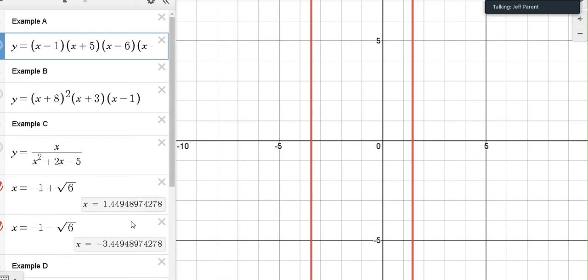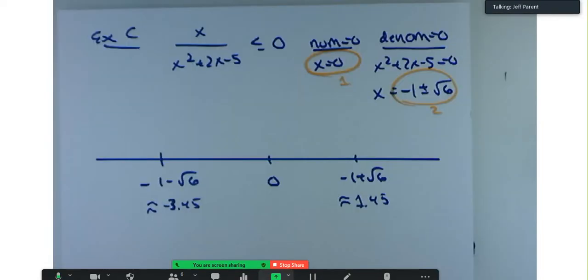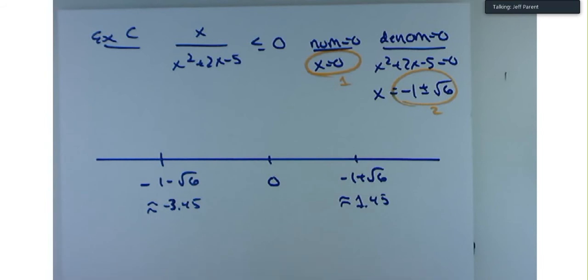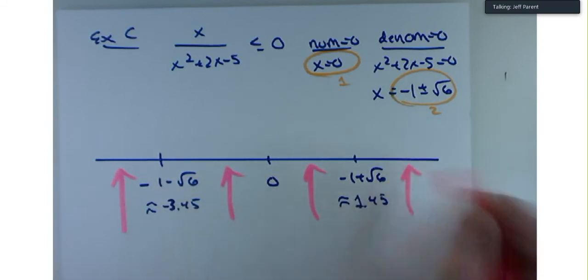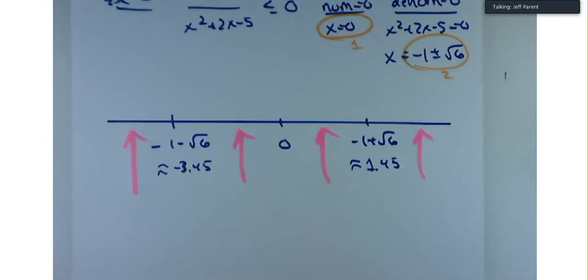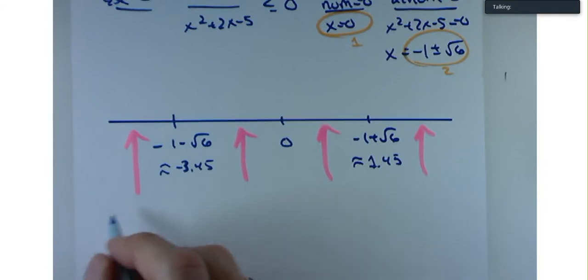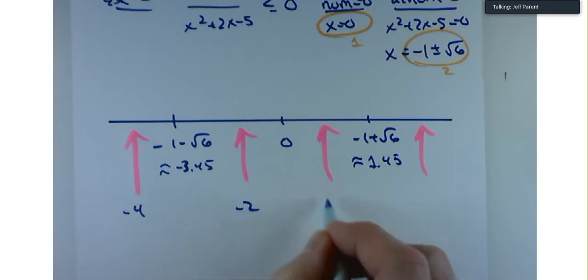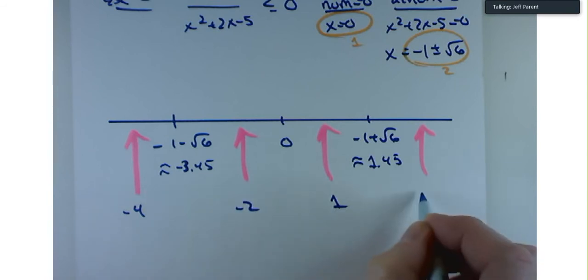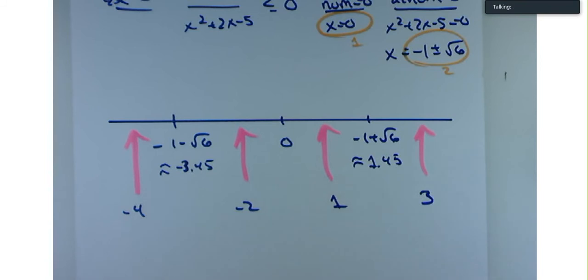And the only reason I put this out there is because you need to come up with test points in between here so that you hit the right intervals. So I need a test point here, here, here, and here. It's a lot easier to do looking at a decimal value than it is looking at something else. -4, -2, 1, and 3. There we go. Those are good test values.